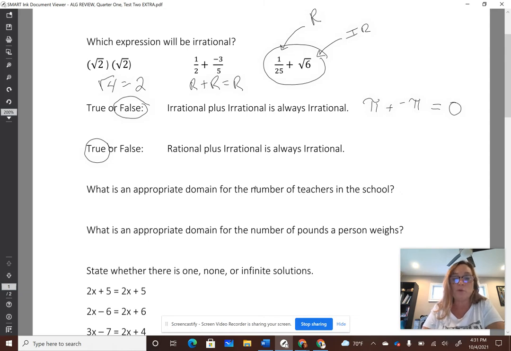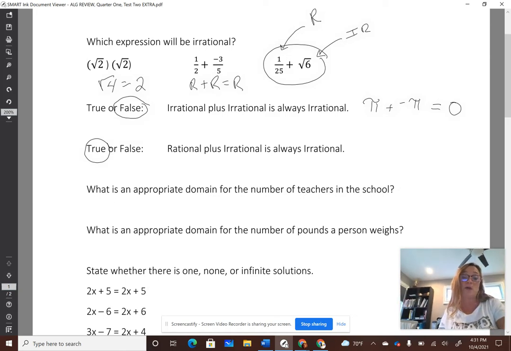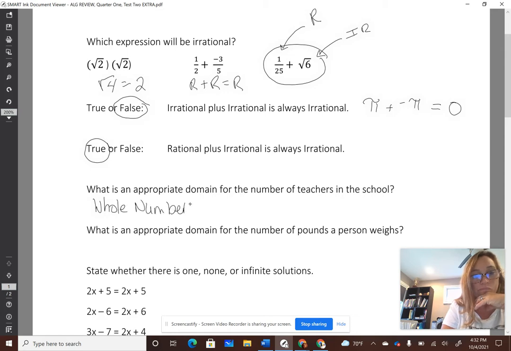What is an appropriate domain for the number of teachers in this school? I would say either whole numbers or counting numbers. I would definitely stay away from rational because you can't have half a teacher. I would definitely stay away from real because, again, you can't have half a teacher or an irrational teacher. You also can't have negative teachers. So I would stick with something like whole numbers or even counting numbers because really, you shouldn't have zero teachers, but I guess then you wouldn't have a school, right?